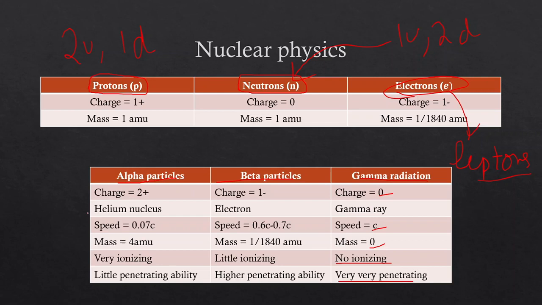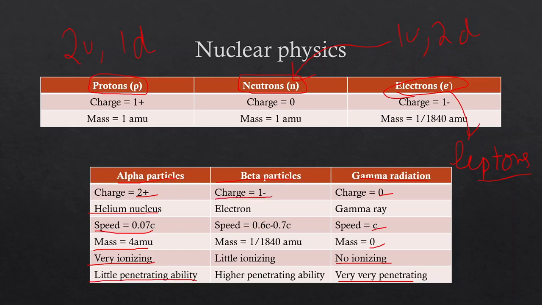Alpha particles are basically the helium nuclei. They have a speed of 0.07 c, so they're the slowest of them all, and they have a charge of 2 plus because they're helium nuclei. Mass of 4 atomic mass units because they have 2 protons and 2 neutrons. They are very ionizing but have a very low penetrating ability.